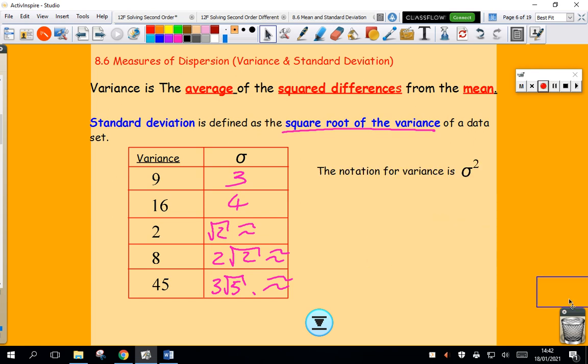Okay? So the notation for variance is sigma squared. The notation for standard deviation is sigma. And this is a very important quantity of dispersion. In fact, probably I would say our most important quantity for measuring dispersion away from the mean. Okay, so standard deviation is the square root of the variance.